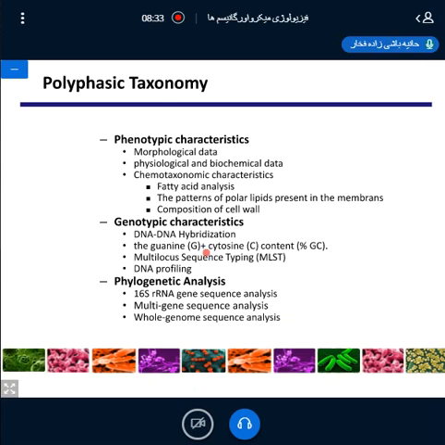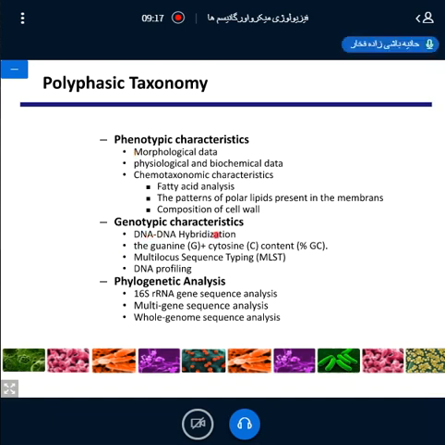Okay, come on here. This is more important. I told you we have three methods: phenotypic characters, genotypic characters, and phylogenetic analysis. What are phenotypic characters? Morphological data, physiological and biochemical data, and chemotaxonomic characters, such as fatty acid analysis, the pattern of polar lipids present in the membrane, and composition of the cell wall. They are characters of phenotyping.